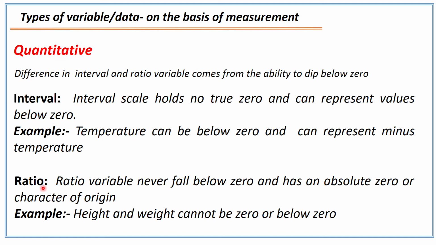The second data is ratio data. The fundamental quality of ratio type of data is that a ratio variable never falls below 0 and has an absolute 0 or character of origin, meaning it has a particular origin 0. Below that it cannot go. The apt example for this would be height and weight, which cannot be 0 or below. I cannot say my height is -6 or -5 feet. The data which cannot go below 0 is ratio data, and the data which can go below 0, down to negatives and up to positive values, is interval data.